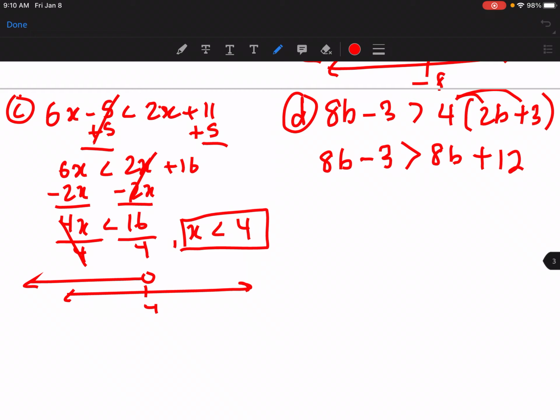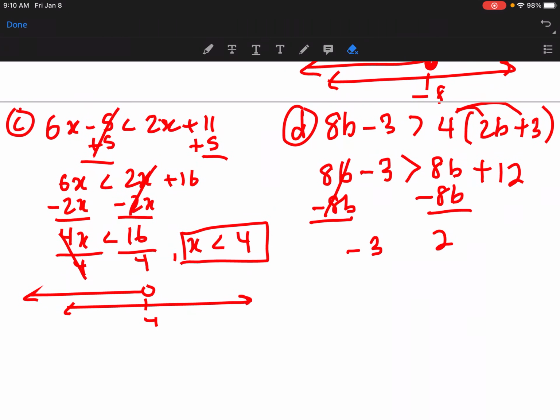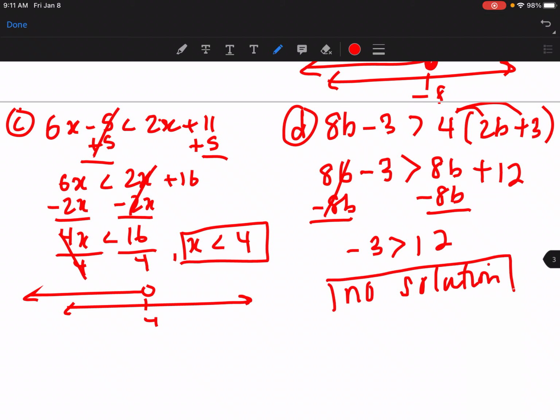Then to solve this, again, you can move your number first, you can move your variable first. I'm going to go ahead and subtract 8b from both sides of my equation, and I should be left with negative 3 is greater than 12. Now, is negative 3 greater than 12? No, negative 3 is, in fact, less than 12. Therefore, this is not true, and it has no solution. So if we have a number line, we won't have anything because it doesn't have a solution.